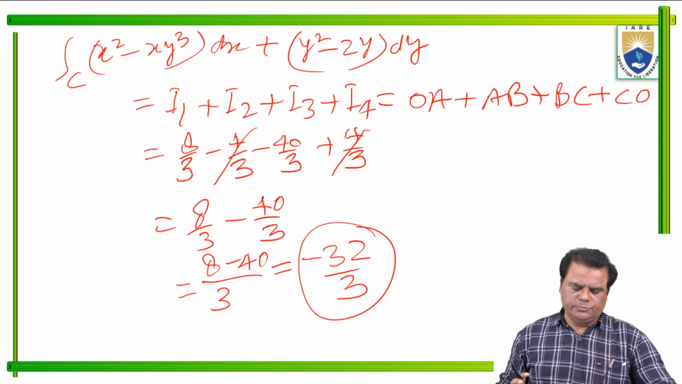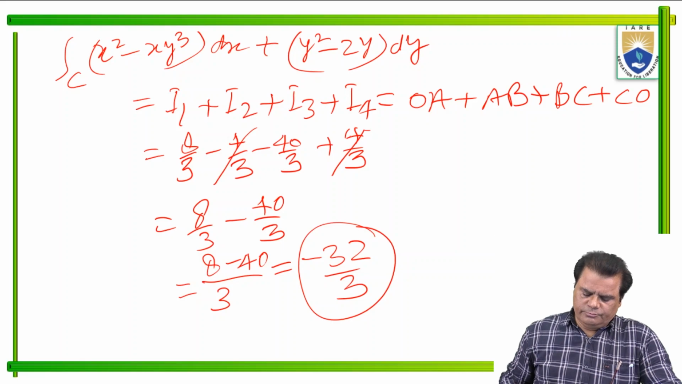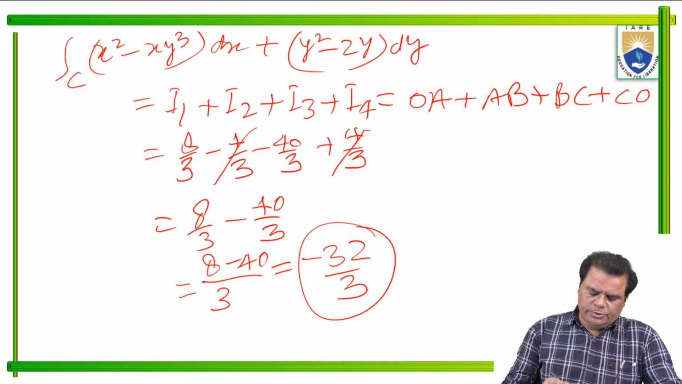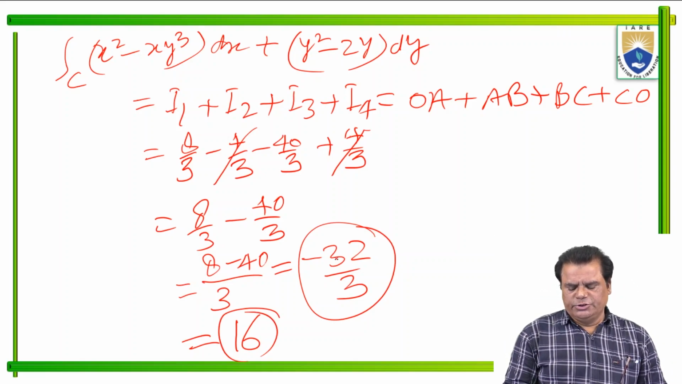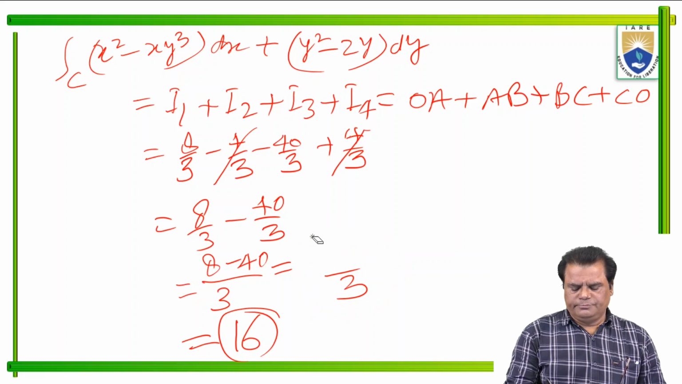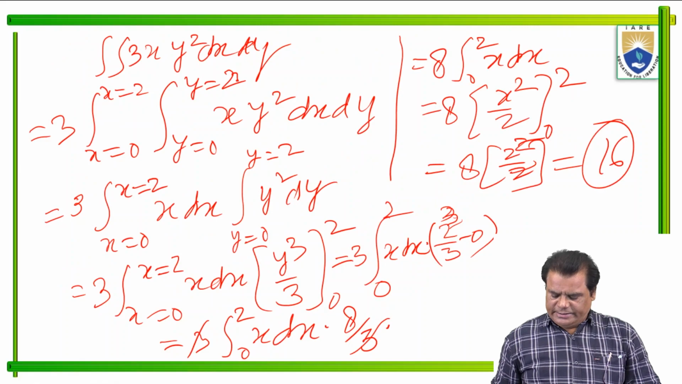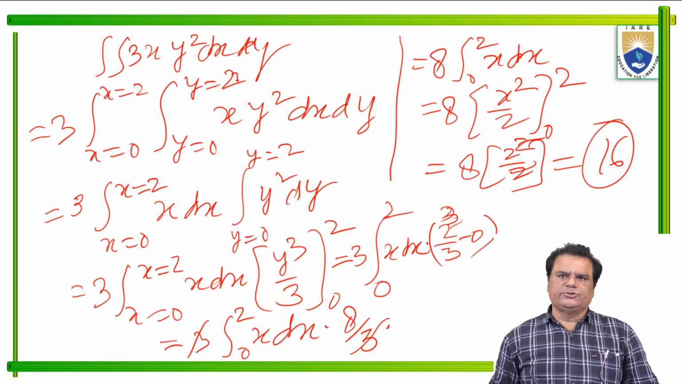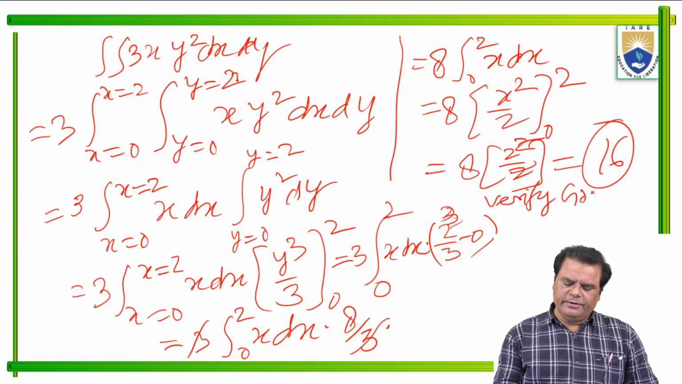The left hand side is I1 plus I2 plus I3 plus I4, and the total is 16. So LHS equal to RHS. So this verifies Green's theorem. Hence, Green's theorem is verified.